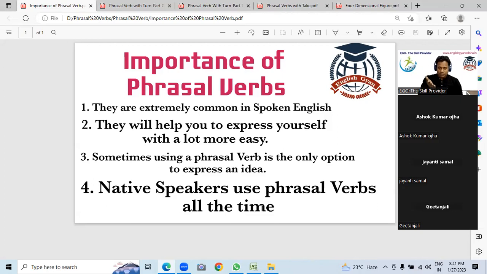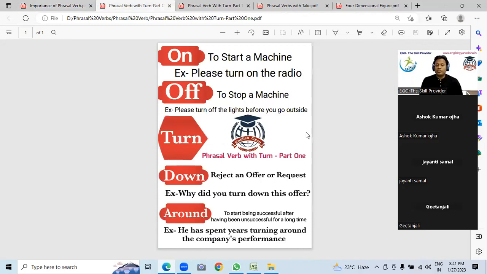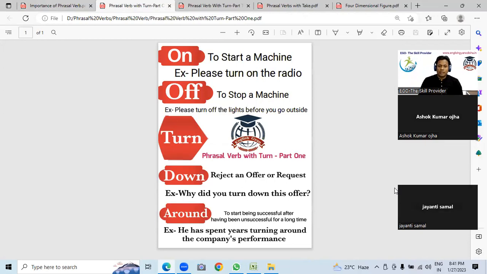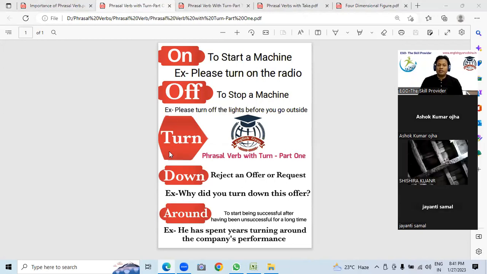So let's see a few. Ashok sir and a lot of people have already gone through that, but it is a revision for you guys. Just closely look at it, because whenever you're trying to speak you are not using phrasal verbs. That's the concern area. Okay, so today we are going to learn verbs with turn. What are the phrasal verbs required with turn? Turn is a verb.